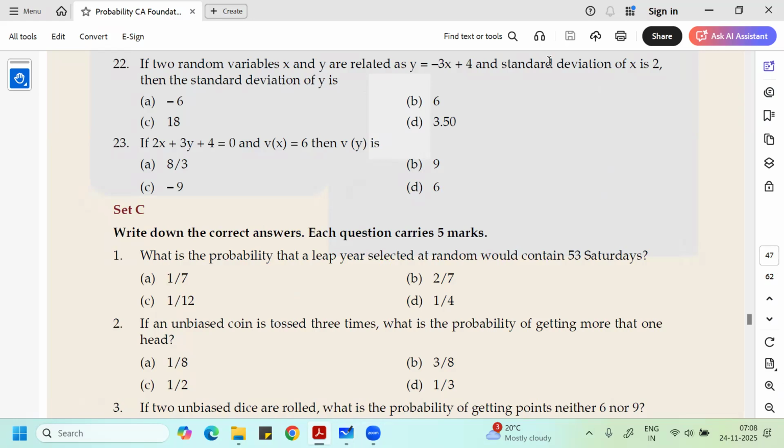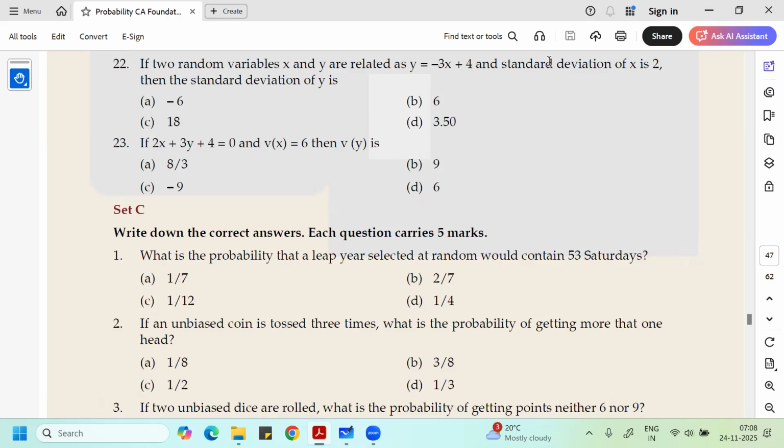Then question number 2: an unbiased coin is tossed 3 times, and the total number of outcomes is 8. What is the probability of getting more than one head? Whenever you toss a coin 3 times, you get either zero heads, one head, two heads, or three heads. The probability of zero heads is 1 by 8, one head is 3 by 8, two heads is 3 by 8, and all three heads is 1 by 8.